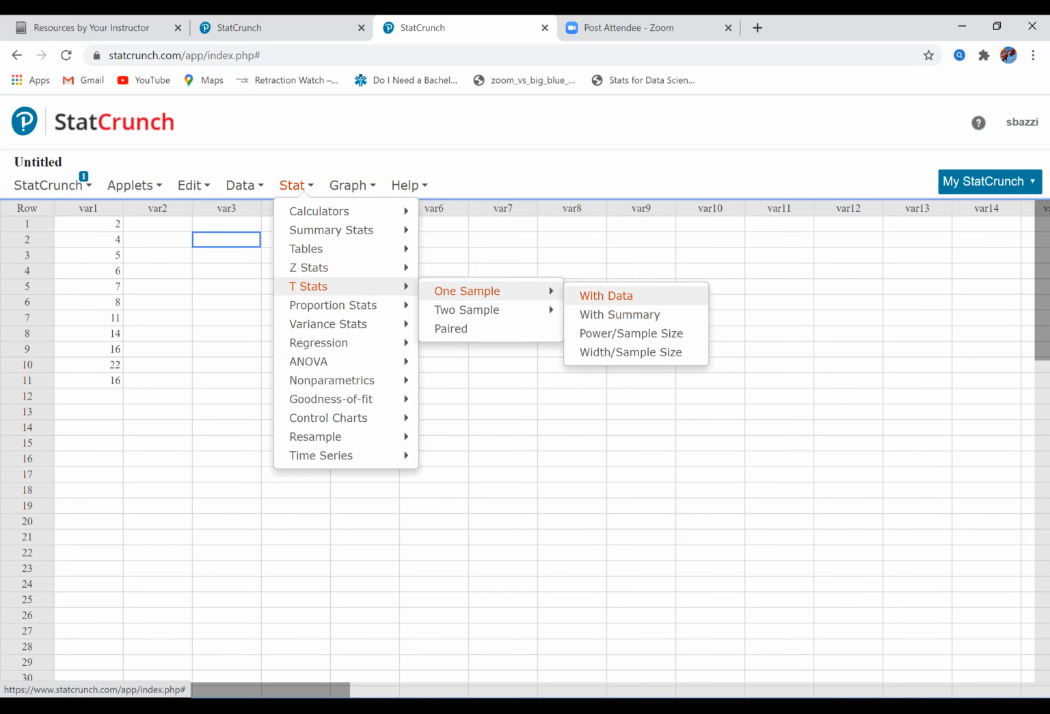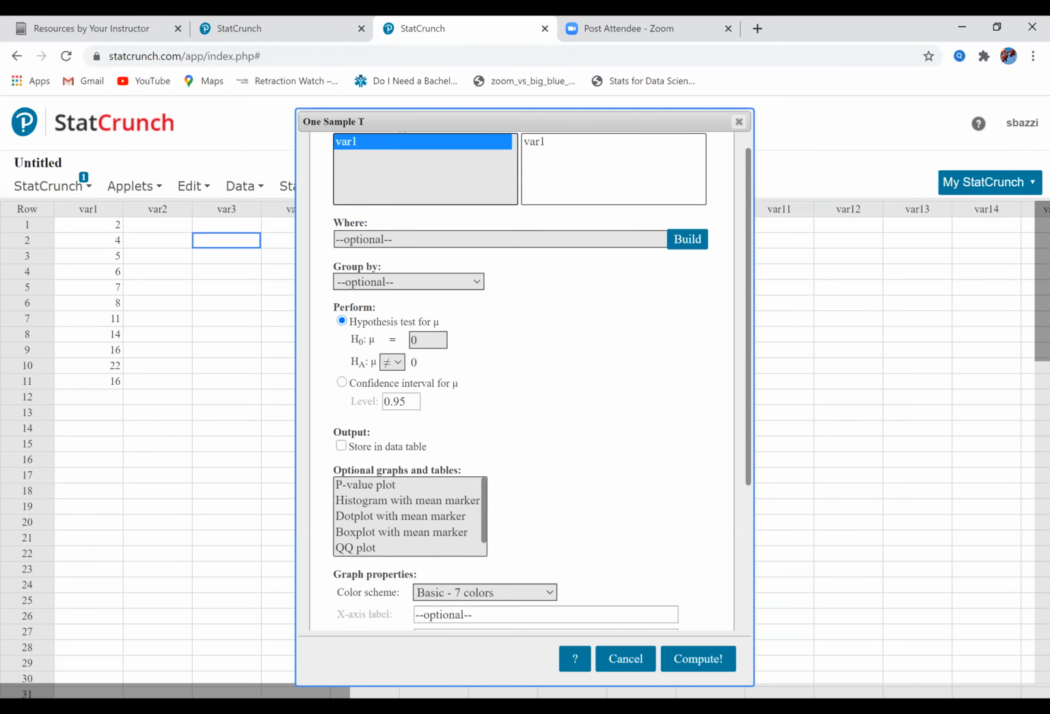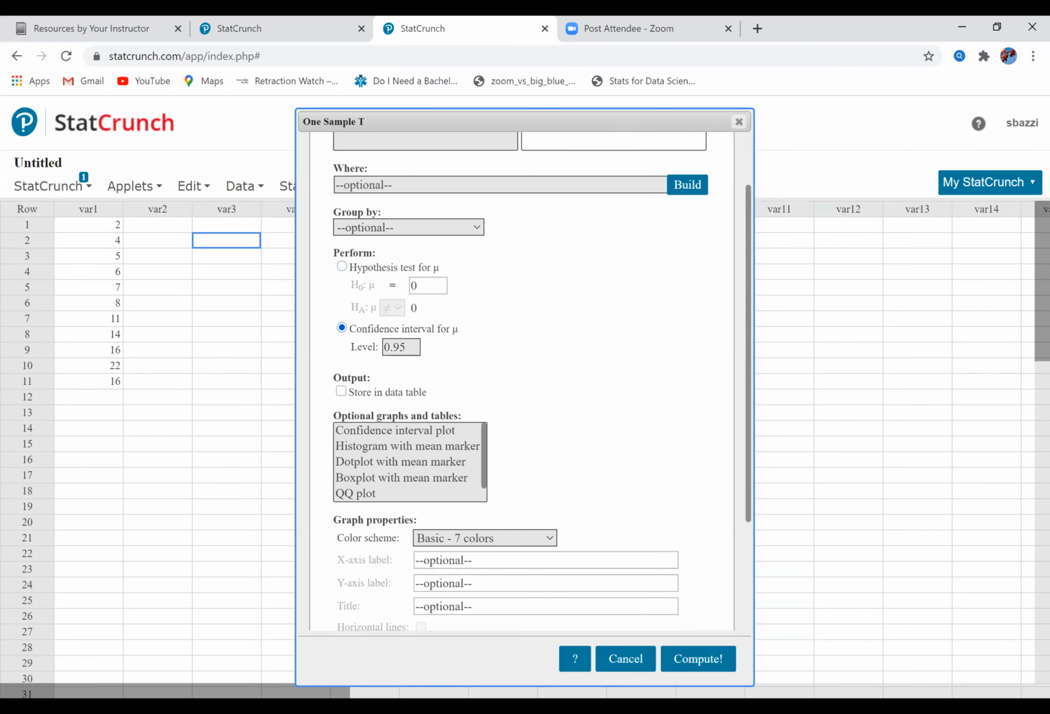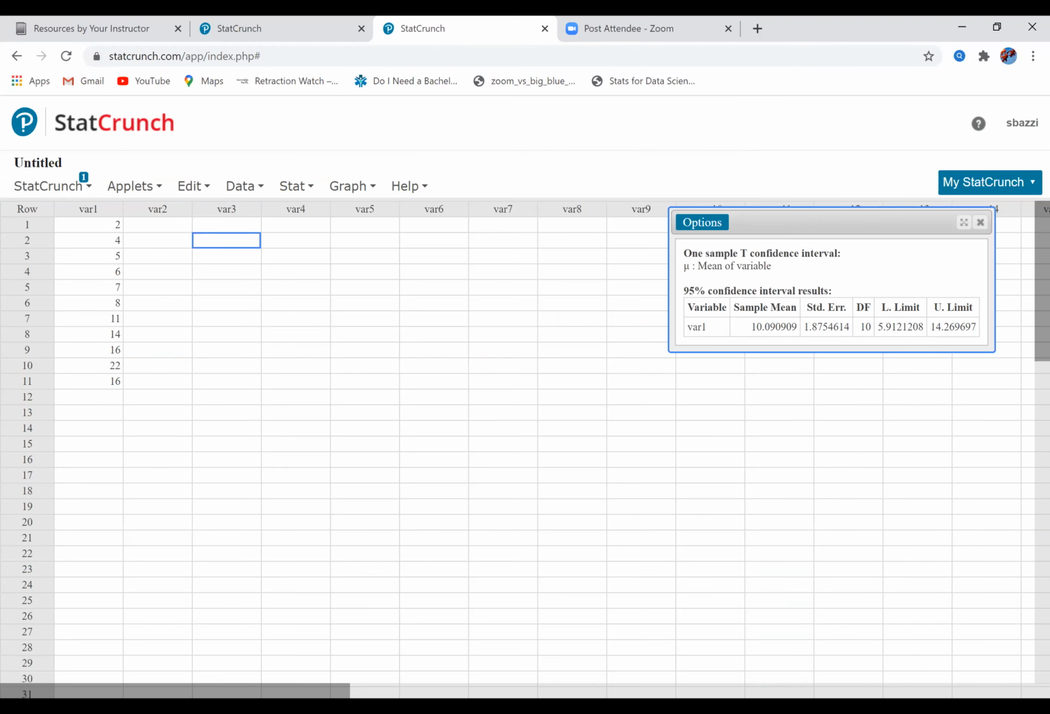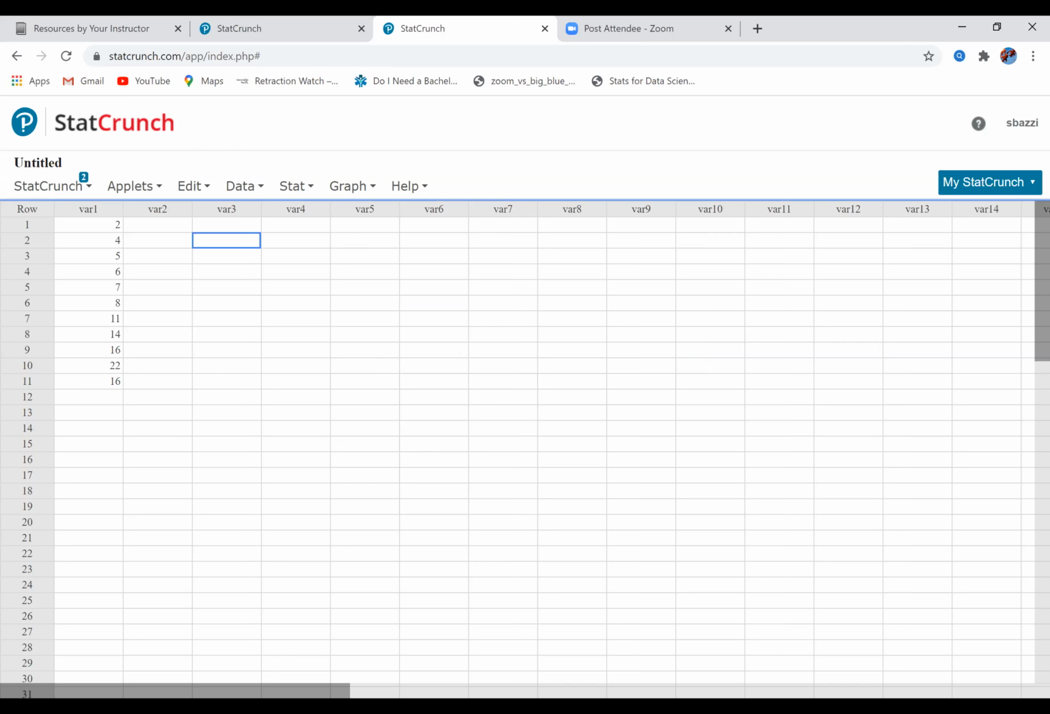Watch, with data. Where is your data? You just select it. And then what do you want to do? Confidence level is 0.95. That's all you have to do. And watch, guys. Here's the confidence interval. The mean is between 5.912 and 14.26. Okay, so I will demonstrate StatCrunch when we do the proportion as well. So I'm going to stop sharing this and take you back to the other screen.